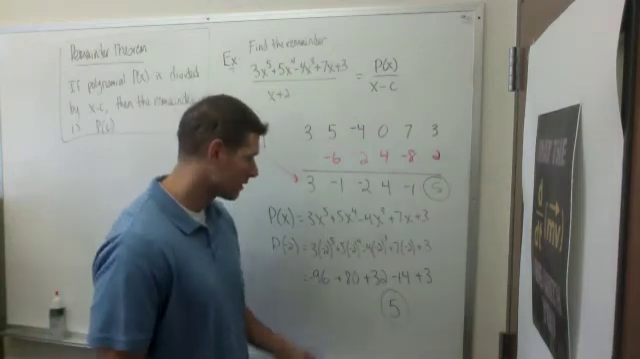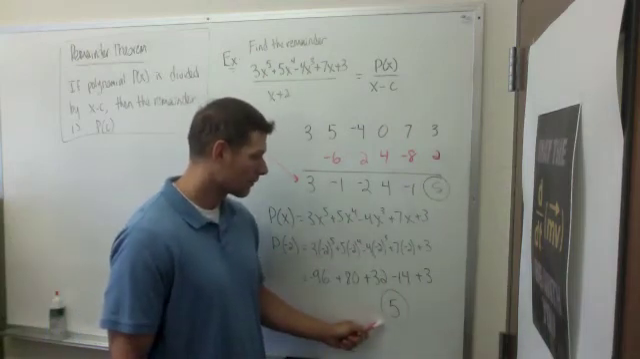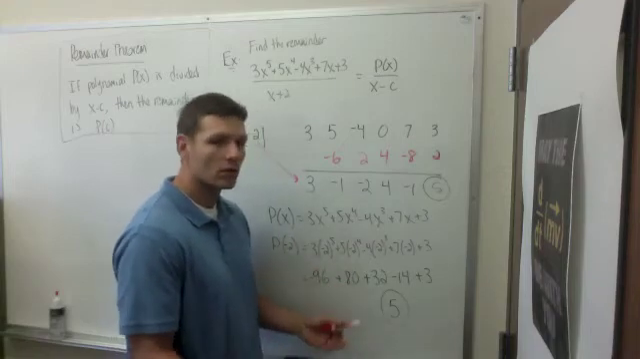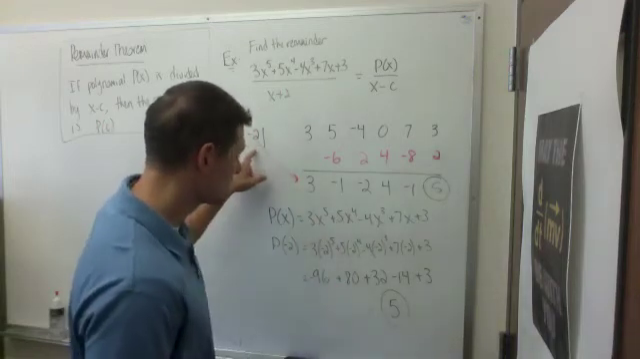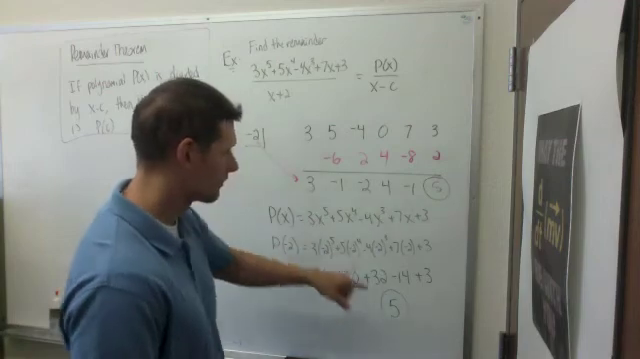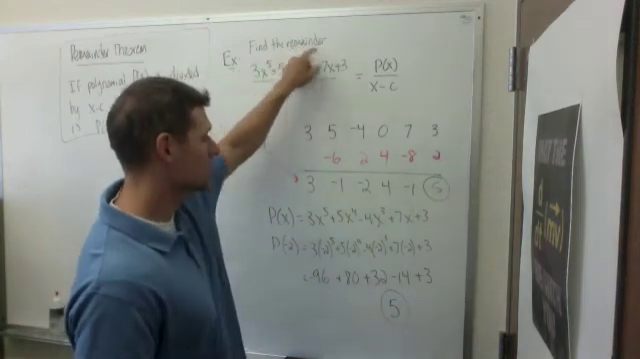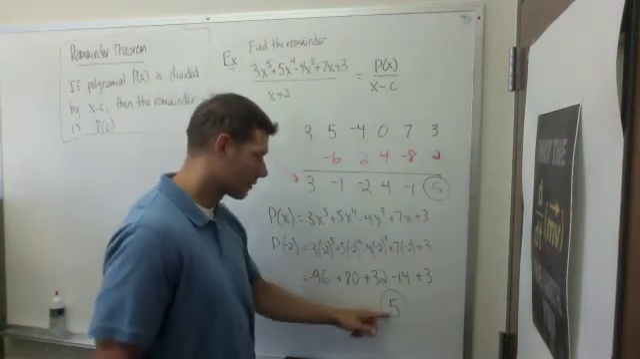Which way is a little bit easier? This is simply arithmetic right here. And for larger polynomials, this way is much easier. All you have to do is plug that number in to find the remainder. My question was find the remainder. Here's my remainder. That's the same number as this.